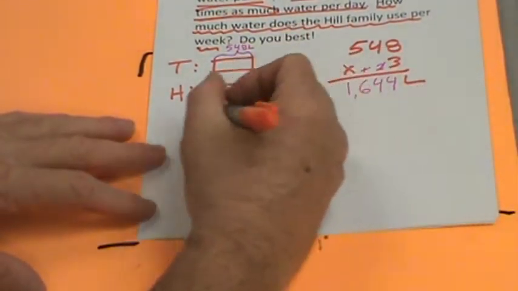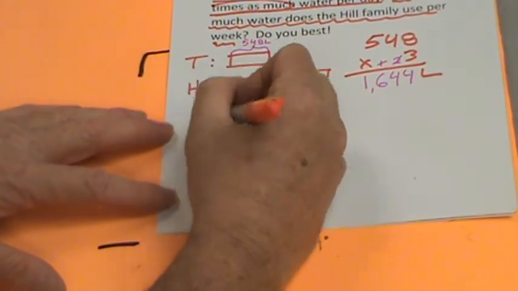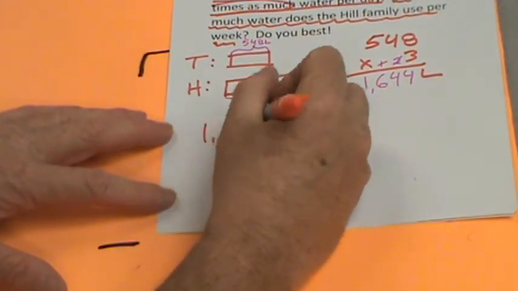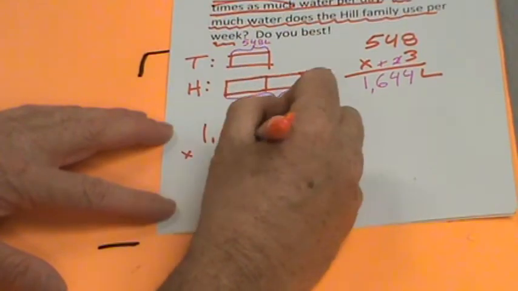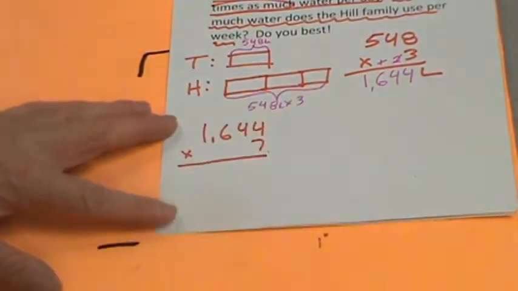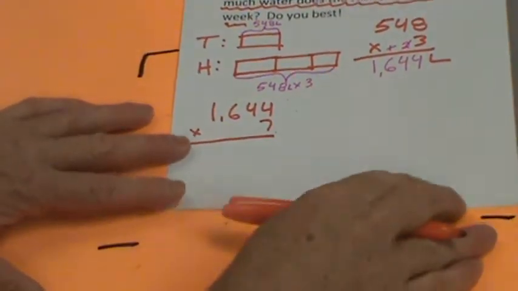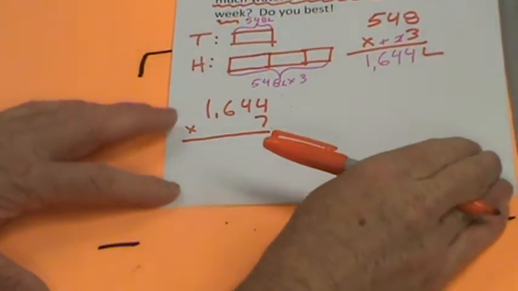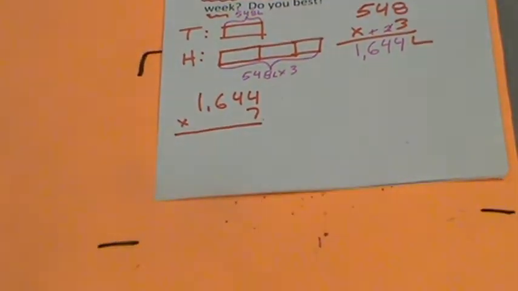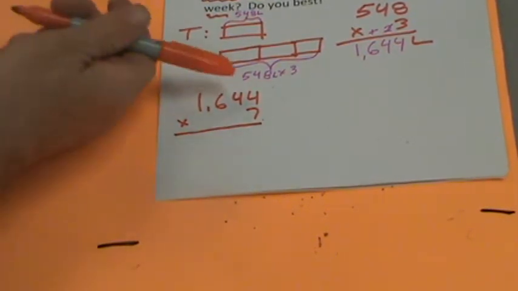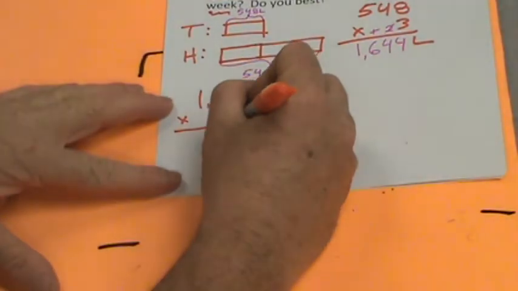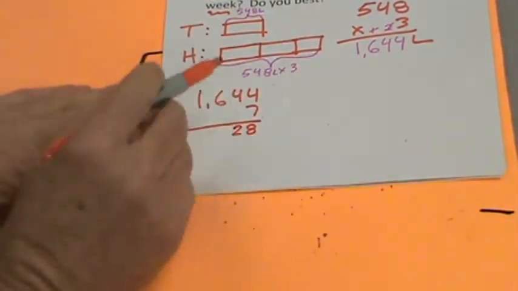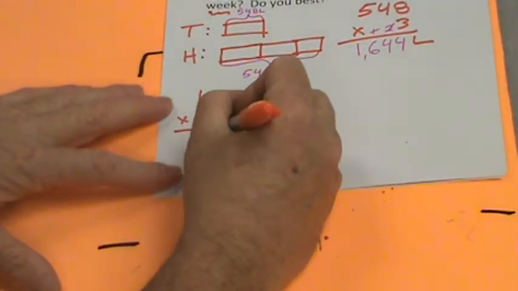So we need to take 1,644 times 7. Okay, you want to take a look at this. For those of you that are still a little unclear on the standard algorithm, we could do this as a partial product, right? We can go 4 times 7 would be 28. 40 times 7 would be 280.